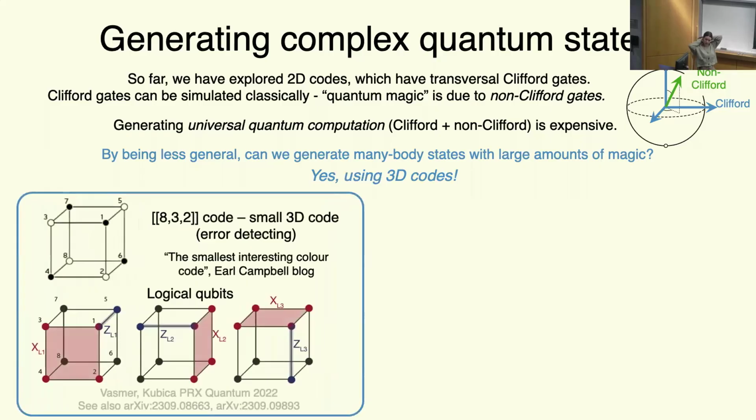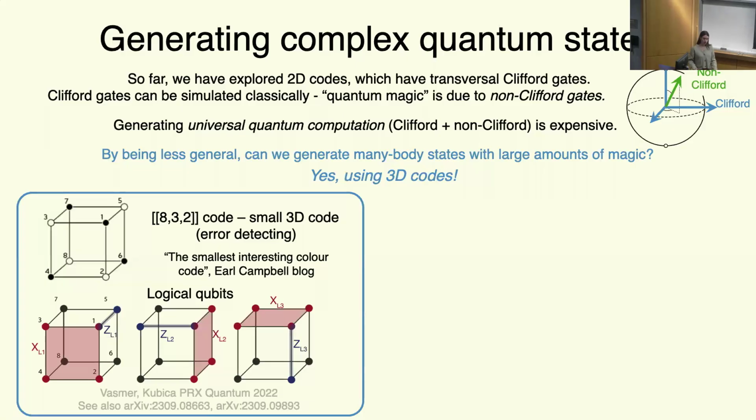So the code that we'll be looking at today is called an 8-3-2 code. It basically means that we're encoding 3 logical qubits into 8 physical qubits. And the 2 is that it's distance 2, which means that we can detect a single error. And you can visualize this code on a 3D cube where the vertices are the physical qubits, and then the faces and edges are our logical X and Z operators.